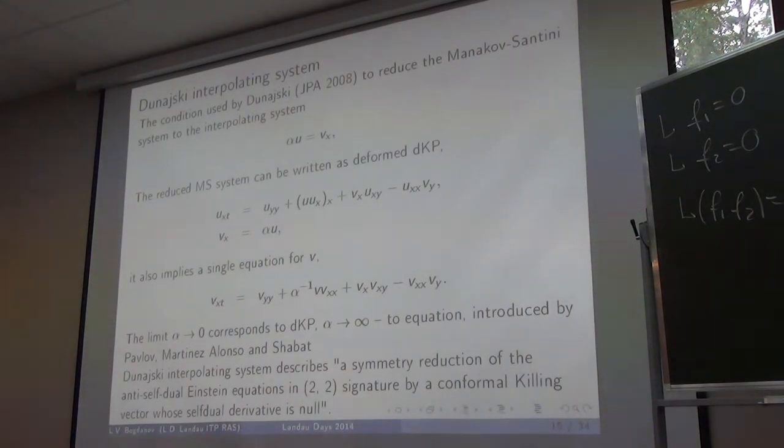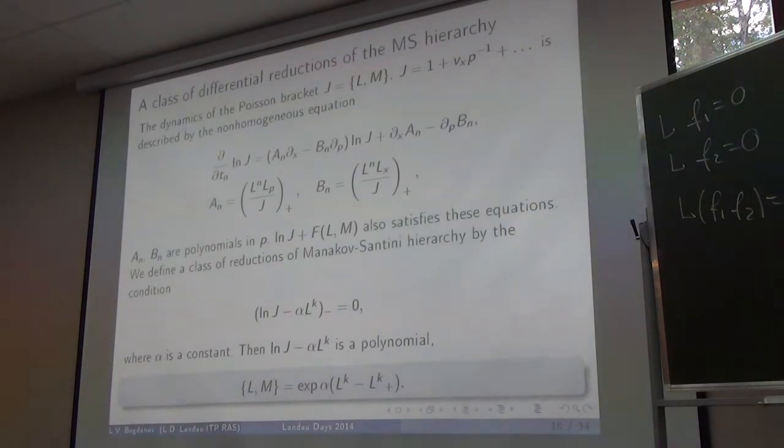So it has one component. It's one component, but it remembers the origins. And here is how to describe this general series of reductions, higher reductions. I will not tell about the technique, but the reductions are characterized by a connection between this bracket and L. The Dunajski reduction corresponds to K equal 1 here. So this is like that.